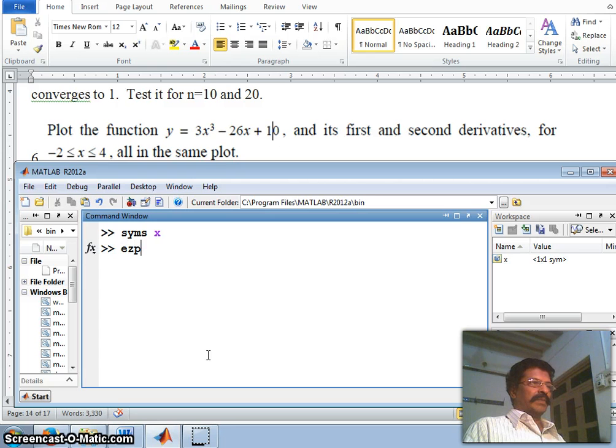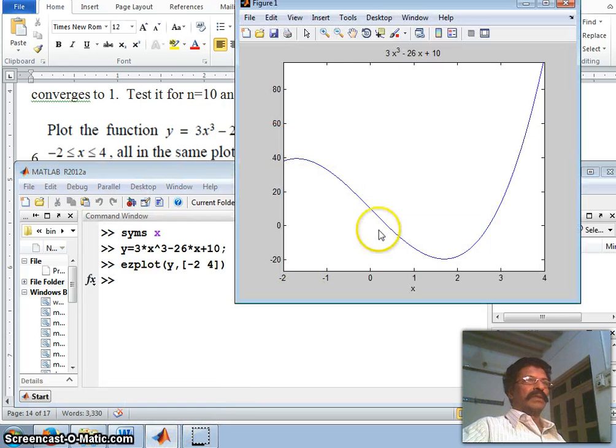Now the first one I plot is ezplot, which one? 3x square. Otherwise I could have declared the variable y equal to 3 multiplied by x power 3 minus 26 multiplied by x, then plus 10. This is my y. Now I will plot, ezplot of y for the interval from -2 to 4. This is my first plot. See that this is the plot of my equation.